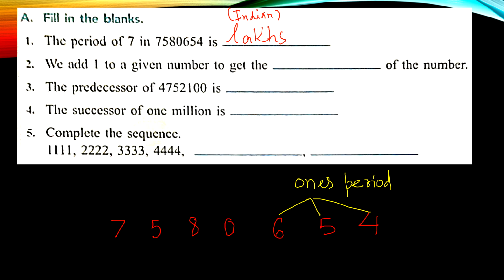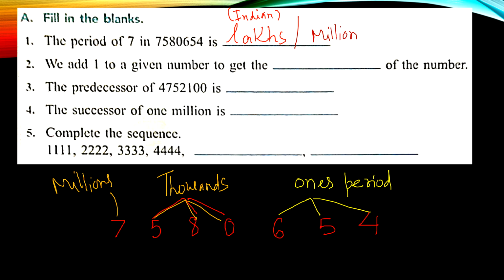In the case of international, the first 654 will definitely be in the ones period. After that, these three digits, 5, 8 and 0, will be in the thousands period. And this one will be in millions. So in international, you can say that 7 is in the million period. These are the two ways in which you can express your answer. Now, let us go to the next question.